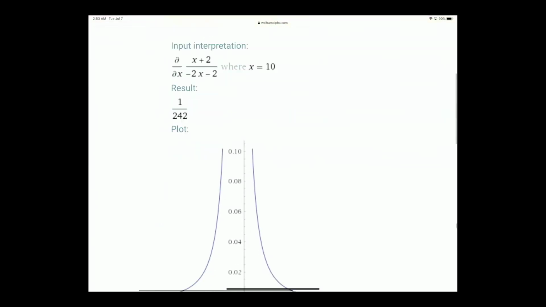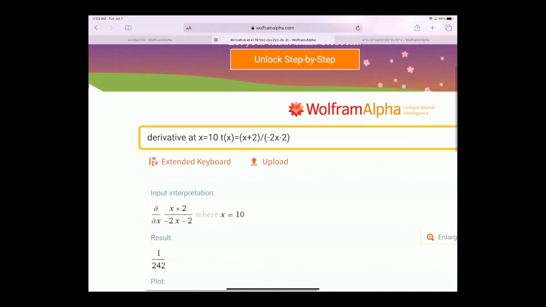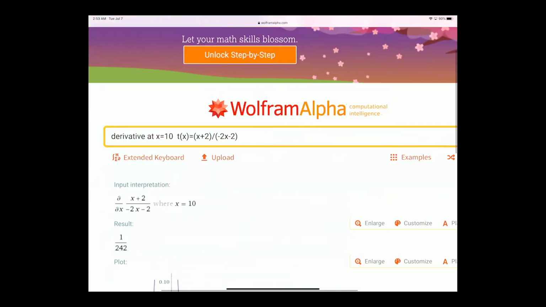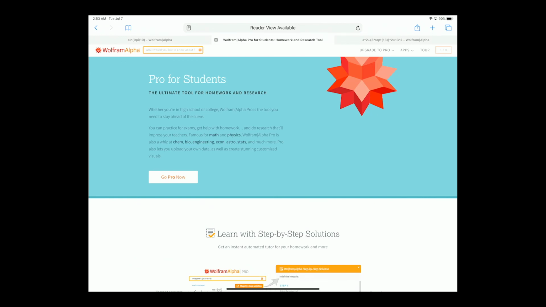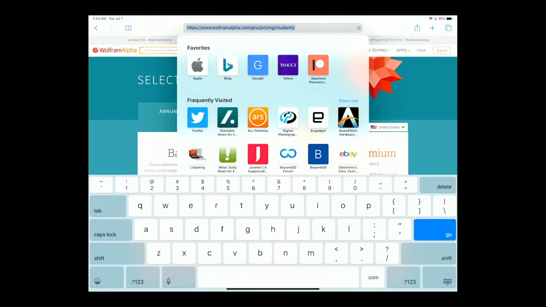But Wolfram Alpha does not show you work unless you pay them money. Right? Unlock step by step. I don't even know what that costs. Let's look. I want to see. Go Pro. $4.75 per month. Billed annually. Oh, that's sad. Okay, I don't like that.